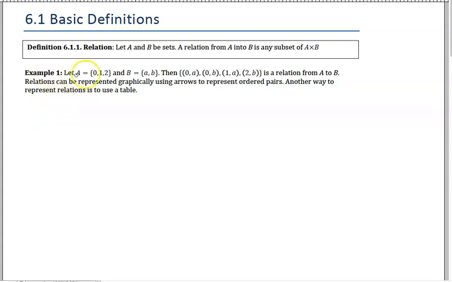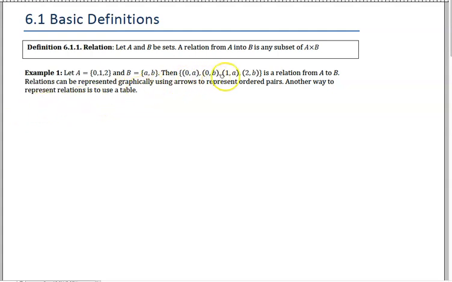Okay, so let's look at this example 1. We have A is the set that contains elements 0, 1, 2, and B is the set that contains elements A, B. And we formed the relation from A to B, so this is a description of that relation. Like 0 goes with A, 0 goes with B, 1 goes with A, and 2 goes with B. So this is a relation from the first set to another set, okay?